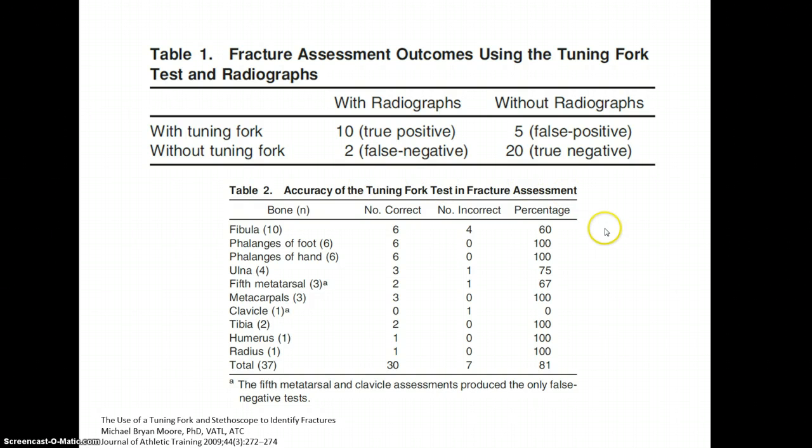Looking at Table 2, you can look at the actual percentage of the diagnostic accuracy, and you will see that values of 100 and 81 are actually quite good. You notice that values based on our Part 1 ballpark numbers of 67 and 60 are poor to moderate, and that this value of 75 for the ulna is right on the borderline of being good.